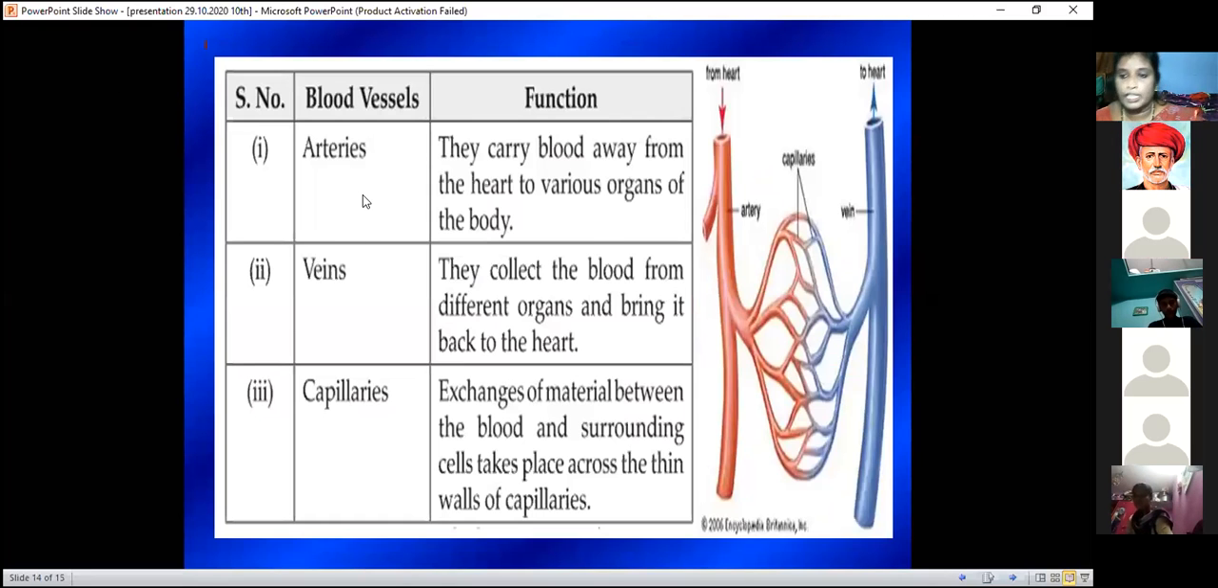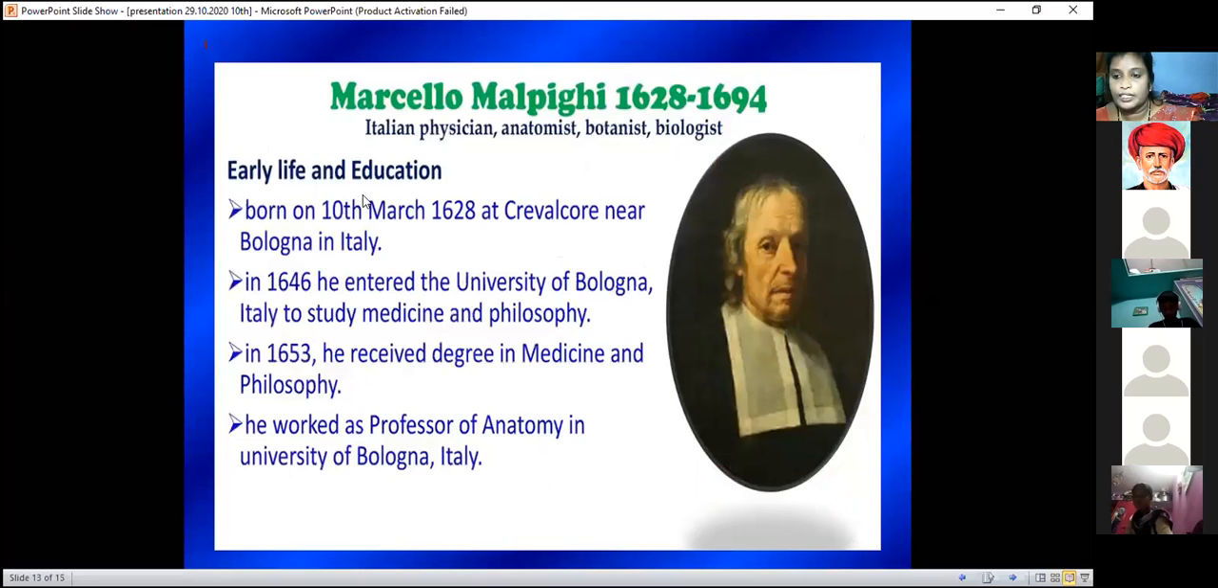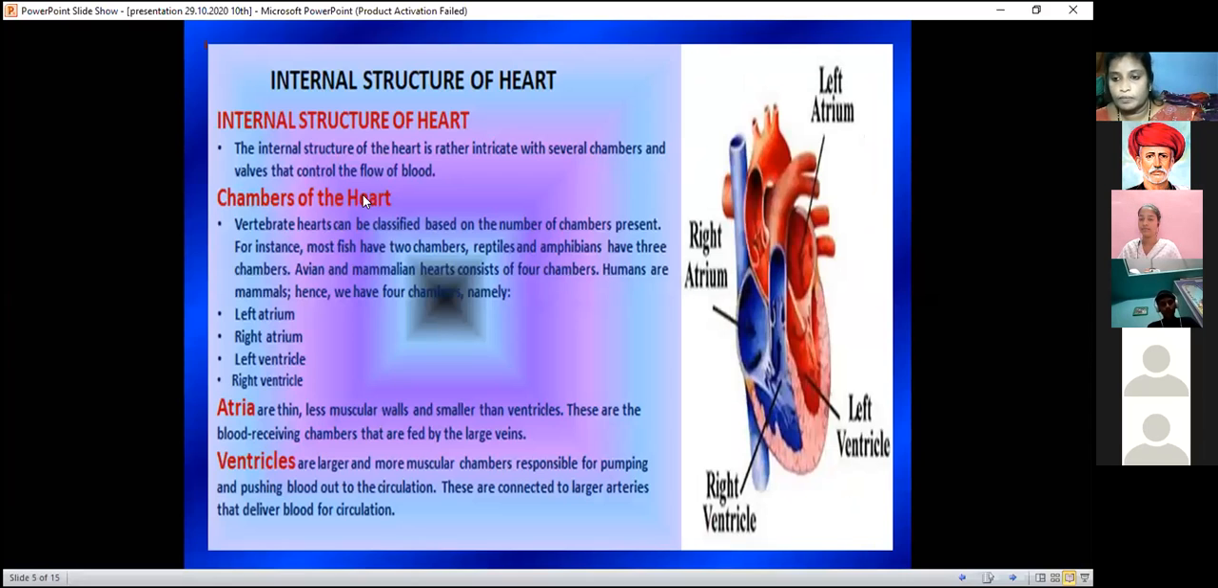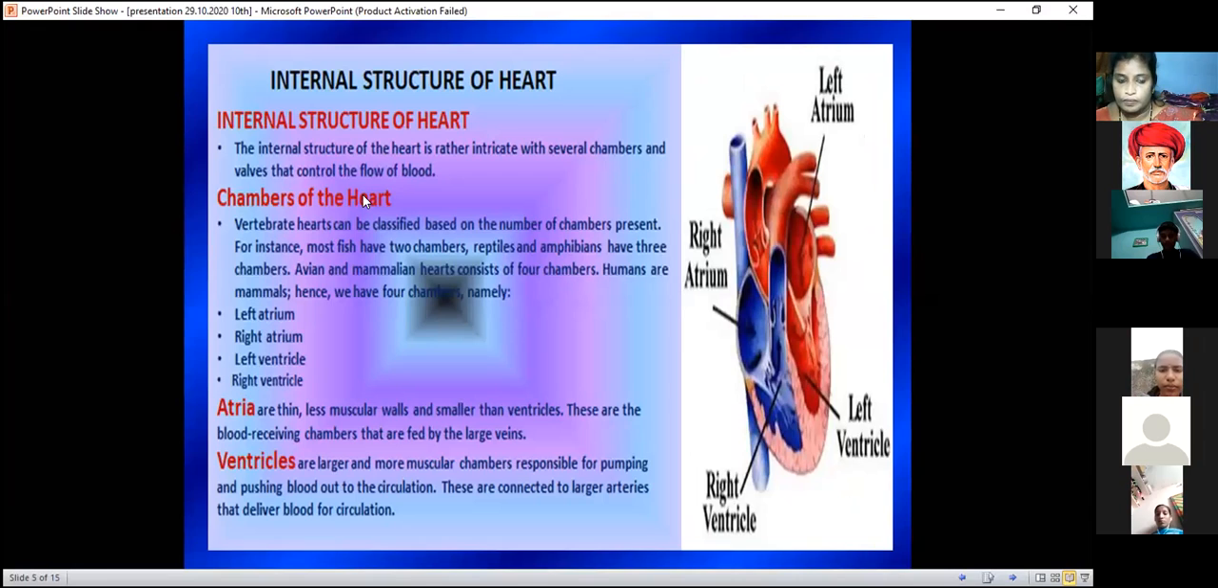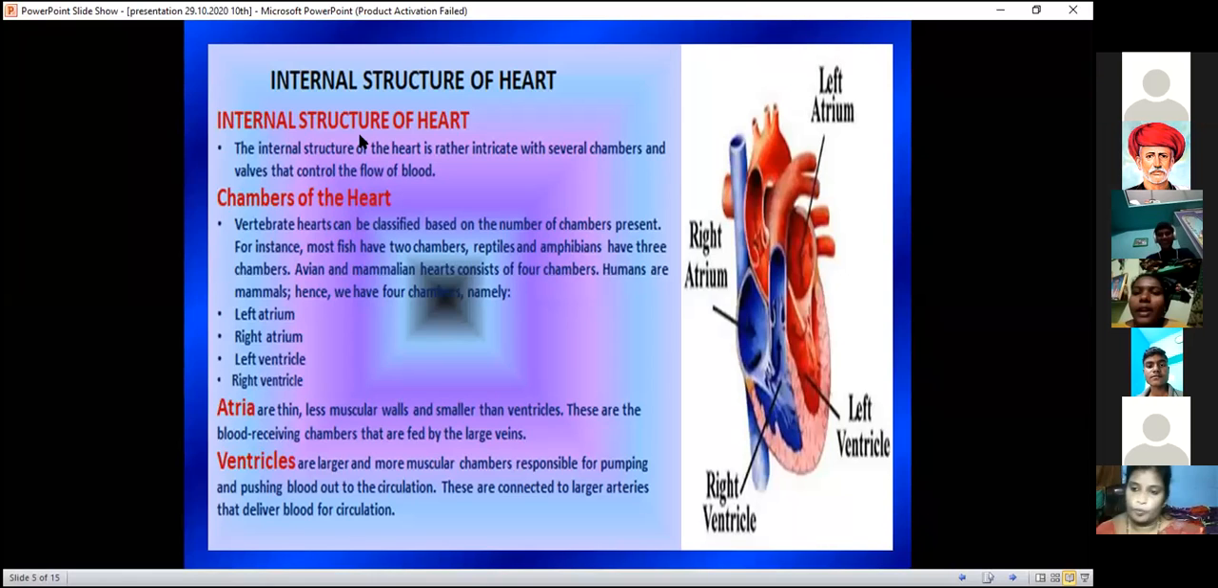How many chambers are there in our heart? Four chambers, madam. What are they? Right and left atria and right and left ventricles. Okay, very good. Left and right atrium and left and right ventricle are the four chambers, ma'am.